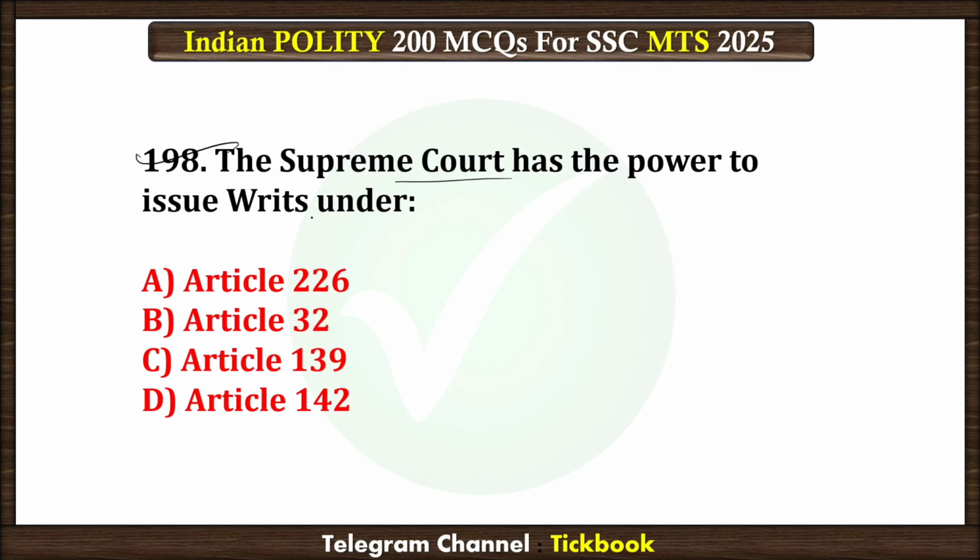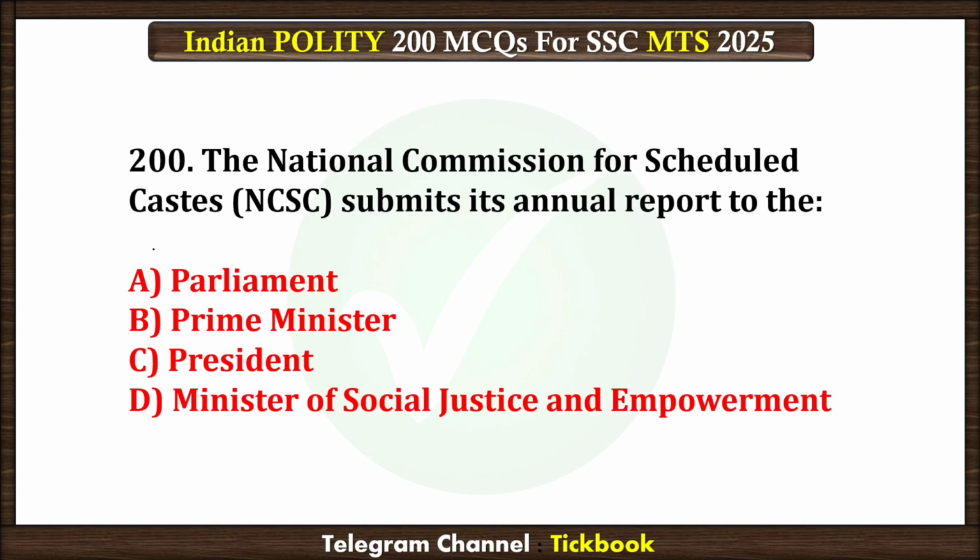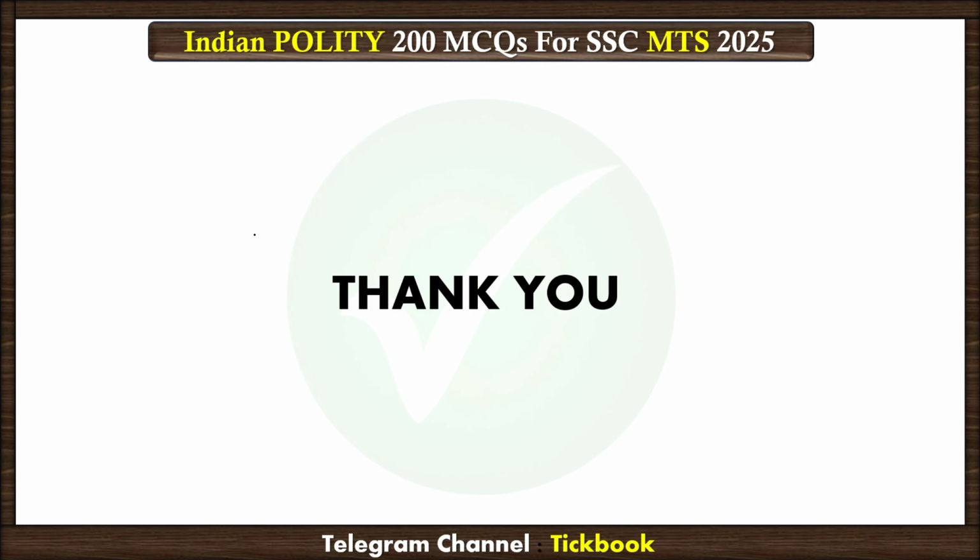198. The Supreme Court has the power to issue writs under, option B, Article 32. 199. The High Courts have the power to issue writs under, option B, Article 226. 200. The National Commission for Scheduled Castes submits its annual report to the, option C, President.